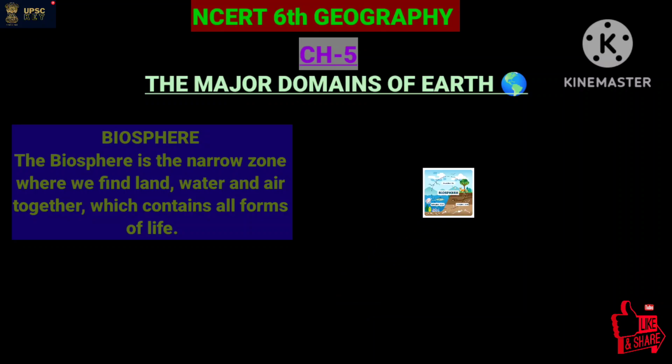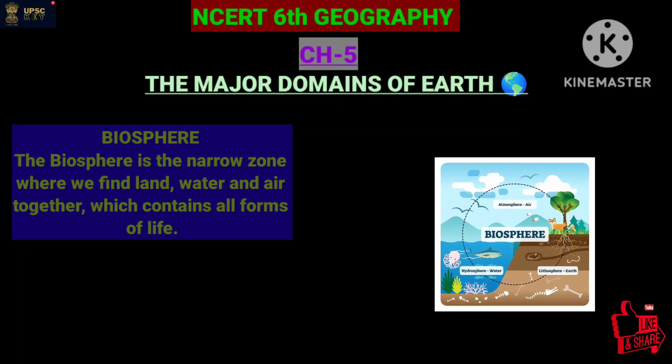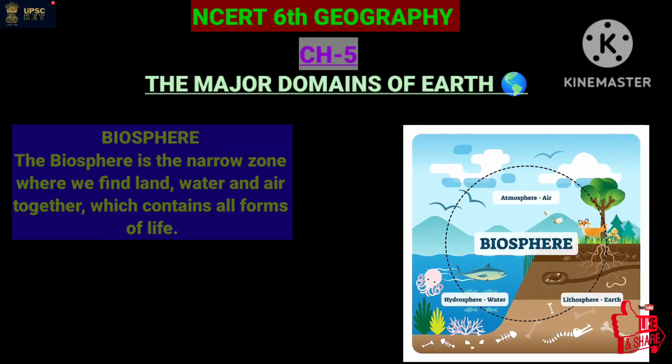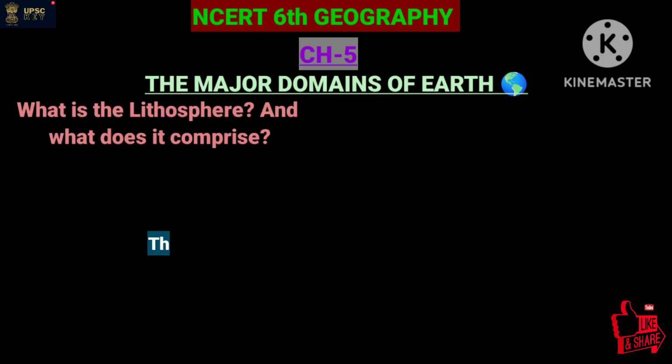What is the biosphere? The biosphere is the narrow zone where we find land, water, and air together, which contains all the forms of life. That means the biosphere is the only zone where life is possible.